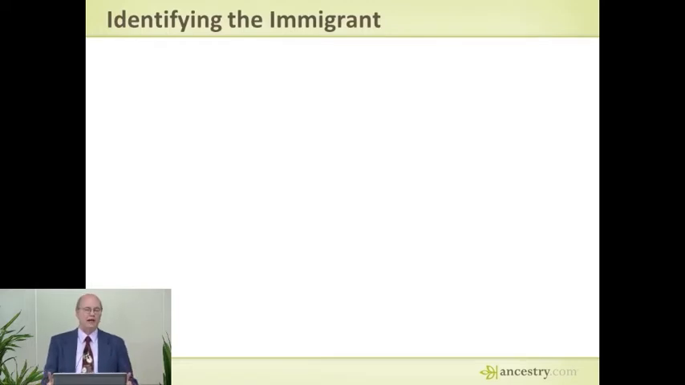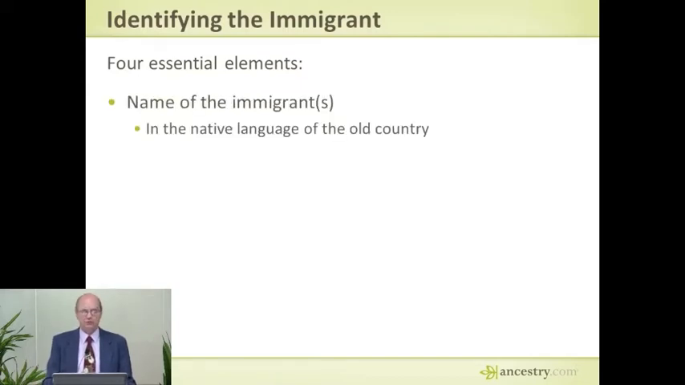So the very first strategy, the very first concept we need to make sure is that we have fully identified the immigrant. That is where many of us fall down, as it were, as we're getting started. We think we know about the immigrant, but we don't know enough. There are 4 essential elements that you need to know about each immigrant that you're looking for. First of all, logically, you need to know the name of the immigrant. And it's important to know that in the immigrant's native language.